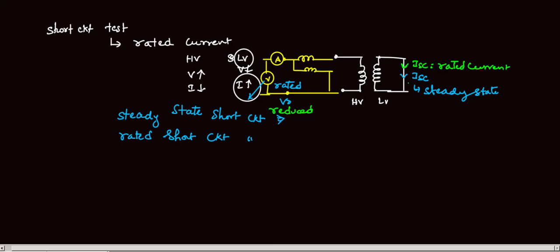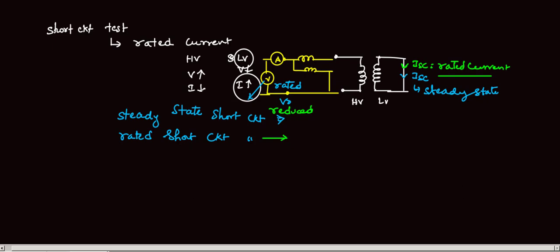You apply a voltage that is not the rated voltage, and you observe the current in the ammeter while varying the variac such that the short circuit current is equal to the rated current. That is called the rated short circuit current. So by using the variac on the HV side, we adjust the voltage such that the short circuit current is equal to the rated current.